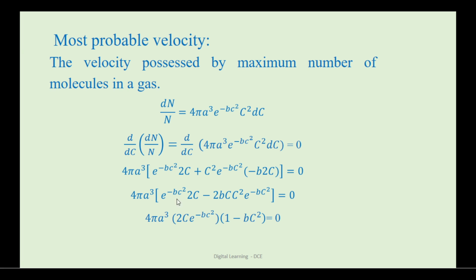Then in these two terms we have the common factor, that is 2c e to the power of minus bc square. By taking this as a common factor, we get 4 pi a cube into 2c e to the power minus bc square into 1 minus bc square is equal to 0. Here these two terms cannot be equal to 0 since these two terms contain constant values. Hence, in these three terms we should equate this term to 0.